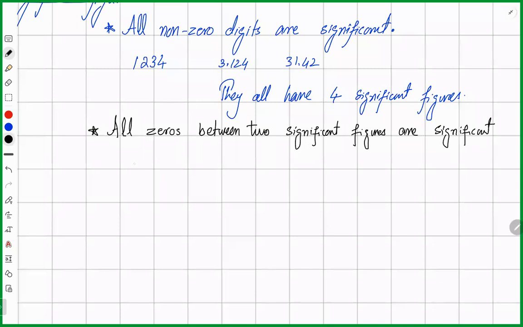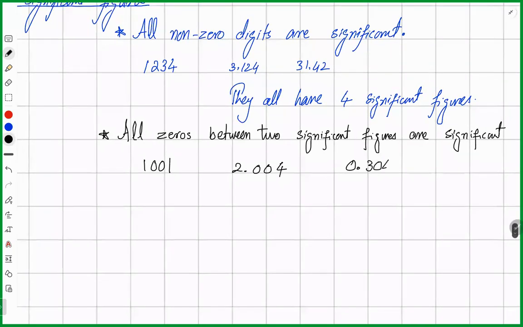What do I mean by this? Like 1001, 2.004, 0.3041, all have 4 significant figures.